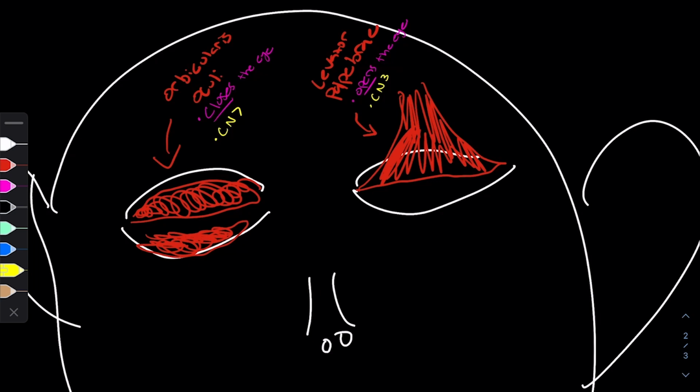You can't really open your eyes, which makes perfect sense because if you don't have cranial nerve 3 working, your levator doesn't work, you can't open your eye. And then on the other side, cranial nerve 7 is not working, orbicularis doesn't work, you can't close your eye.